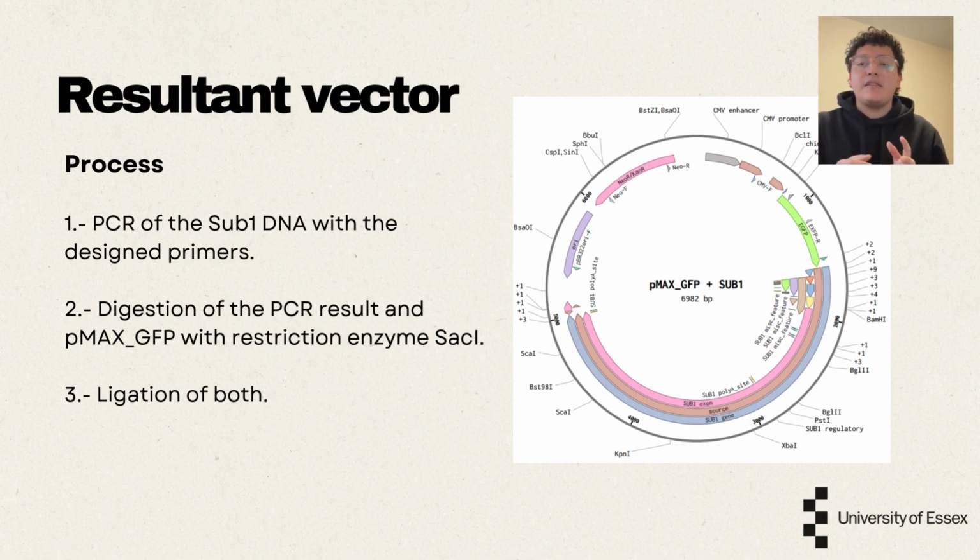As the plasmid has only one restriction site for SacI, there can only be 2 results. The first is a plasmid without the inserted sequence, and the second one is the desired one, the plasmid with the inserted sequence in the same direction as the promoter. As you can see in the image, that will be the structure of the plasmid that we want to obtain, where we have the GFP first, and after that we have the SUB1 gene inserted in the same direction as the CMV promoter.